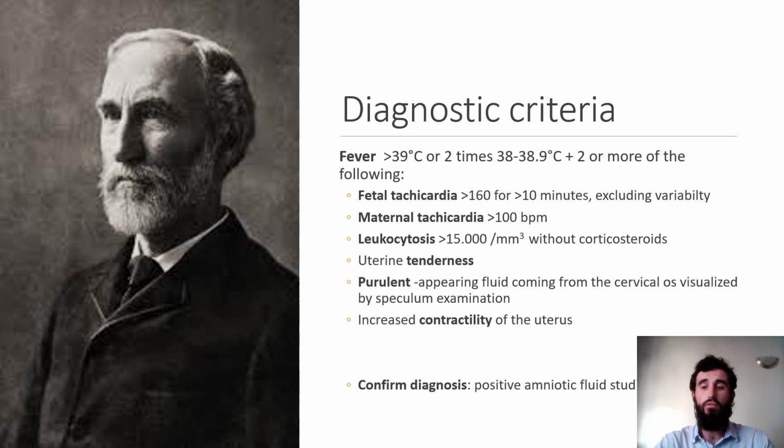And fever has to be accompanied by 2 or more of the following criteria: fetal tachycardia, maternal tachycardia, leukocytosis, uterine tenderness, purulent-appearing fluid, increased contractility of the uterus. So we will have fever plus 2 or more of the other criteria. If we have this, we have the diagnosis of chorioamnionitis.